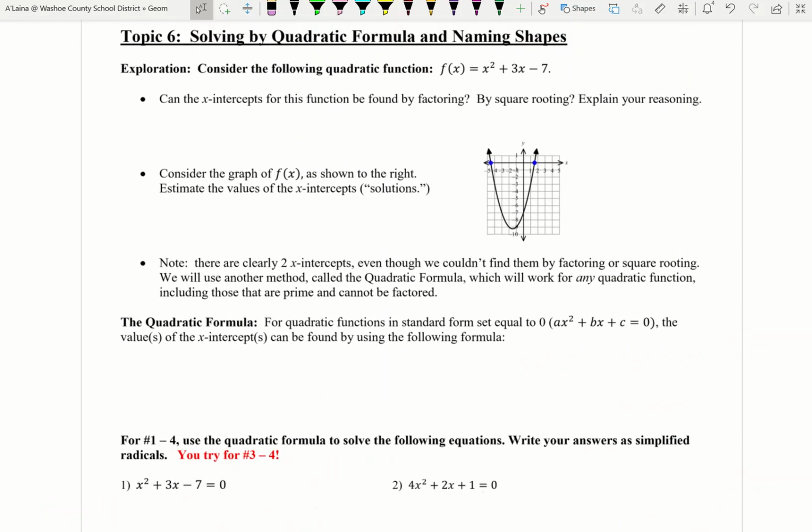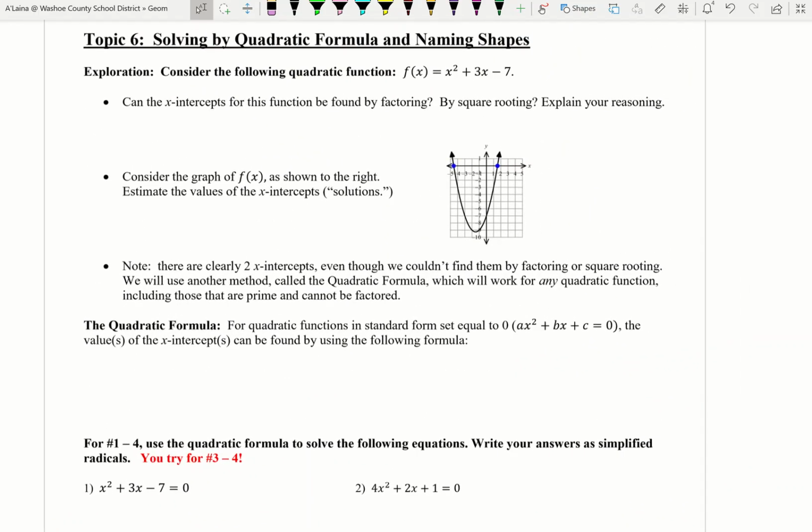Okay, this is Geometry Topic 6, and we're going to be looking at a new skill, something you haven't learned yet, most likely, in your Algebra 1 class, and it's solving by using the quadratic formula. We're also going to talk about how to name geometric shapes. So we have a couple things we're looking at today.